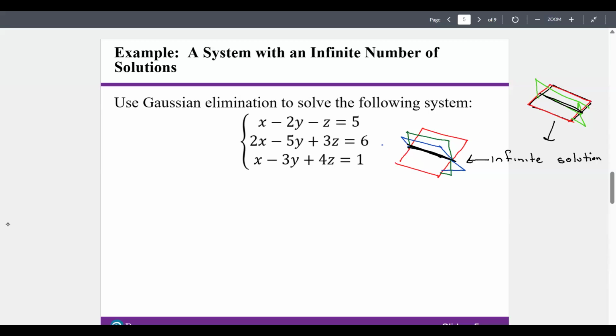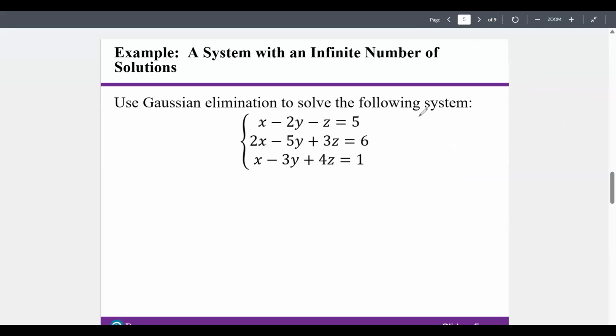So let's make our matrix. Our matrix will end up being 1, -2, -1, 5. Then we'll have 2, -5, 3, 6. Then 1, -3, 4, and 1. Okay, so similar to what I did before, we're going to use that top row because we got that 1 there to start doing some sort of elimination.